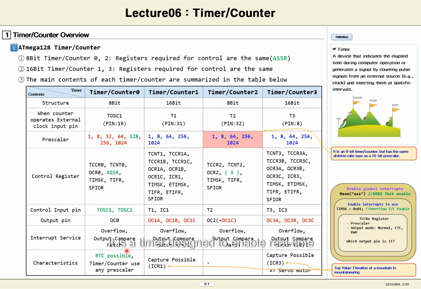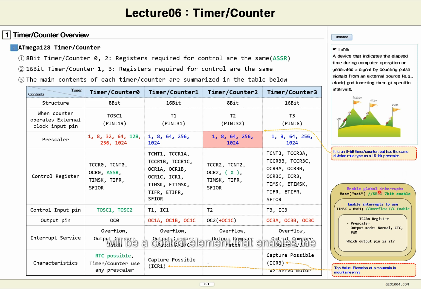It is a timer designed to enable real-time clocking. I said that timer counter 0 can be used with any prescaler. Therefore, there are types of prescalers like this. Capture is possible. And the 16-bit timer counter using ICR1 and ICR3 can directly record the top value by designing it to be the optimal value for hardware control. So you can practice this when controlling servo motors. Please know that we can set the optimal control values.